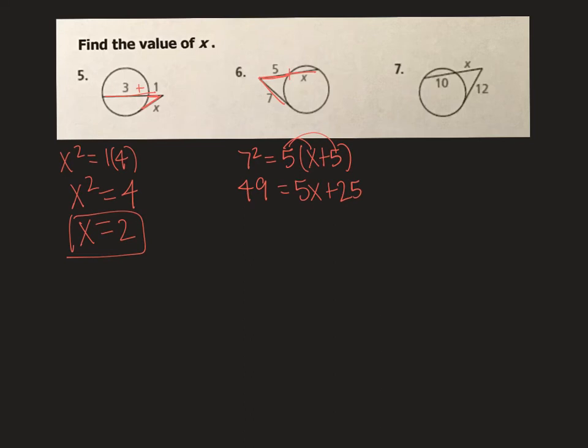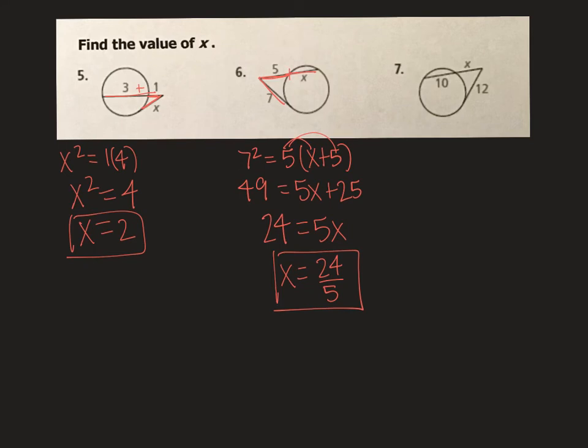I'm going to subtract 49 and 25 to give me 24. And then divide by 5, which generally you want to leave as a simplified fraction. So this one would just stay as 24 over 5 for x.